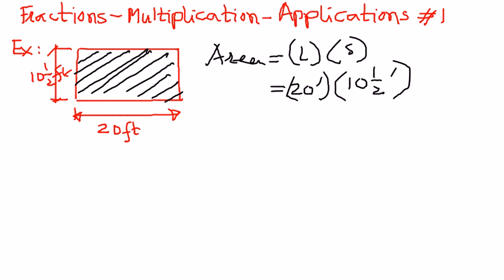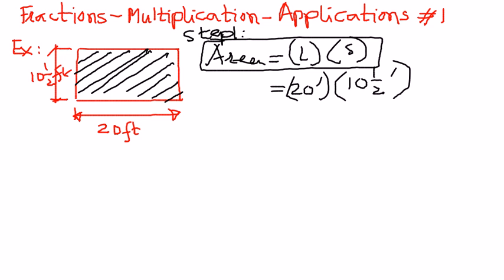The representation for feet is with a dash on top, 20 feet and then 10.5 feet. This is like multiplication of fractions, isn't it? The way we can solve these types of problems is as follows. We'll write this as step number 1. We wrote the formula for the area. The formula for area is long side times the short side. And then for the long side we substituted the value 20 feet, and for the short side we substituted the value 10.5 feet.